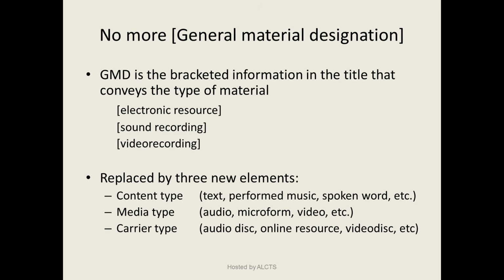There are many problems with the GMD. They include resources that are more than one type of thing represented by a GMD. For example, streaming video is both a video recording and an electronic resource. But what would you use? You can only pick one, and so for that we use electronic resource.